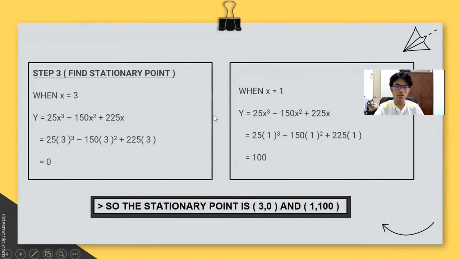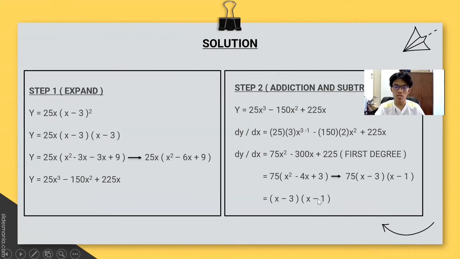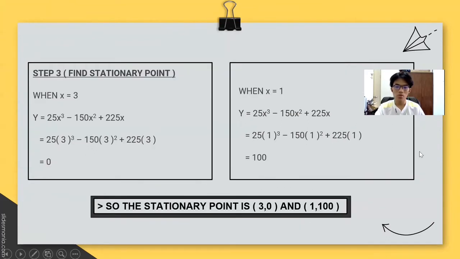So we go to step 3. Step 3 is find stationary point. How do I get x3 and x1? I get it from step 2. So I just replace x with 3 and I calculate 25 bracket 3 power of 3 minus 150 bracket 3 power of 2 plus 225 bracket 3 and get 0. And then I just replace x with 1. I calculate 25 bracket 1 power of 3 minus 150 bracket 1 power of 2 plus 225 bracket 1 and get 100. So the stationary points are bracket 3, 0 and bracket 1, 100.